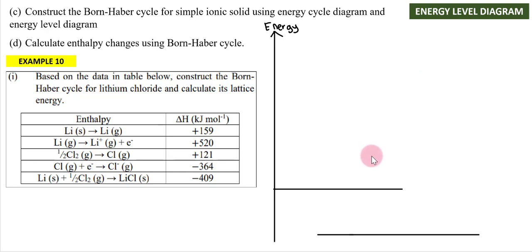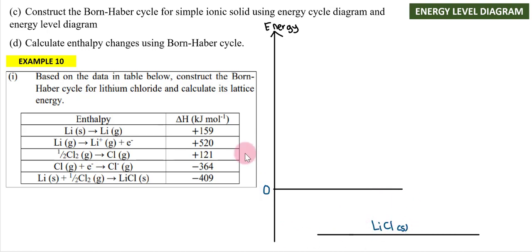Alright, for the energy level diagram in the Born-Haber cycle, we will need the energy axis. So here we have energy, and we are going to start with the enthalpy of formation, which is 0, indicating our elements. Here is our ionic solid compound, which in this case is lithium chloride solid.